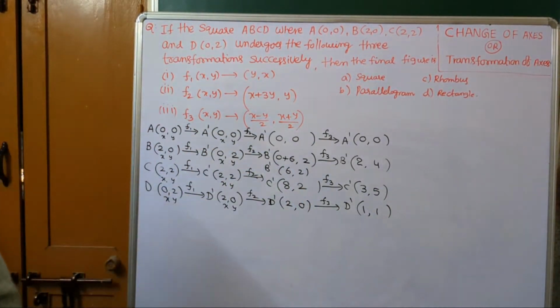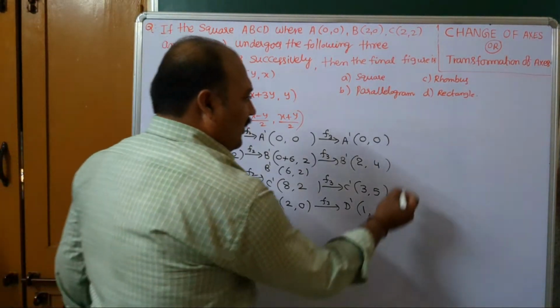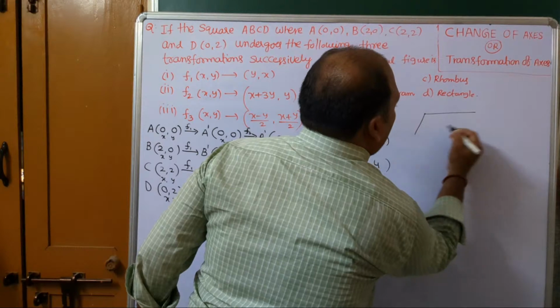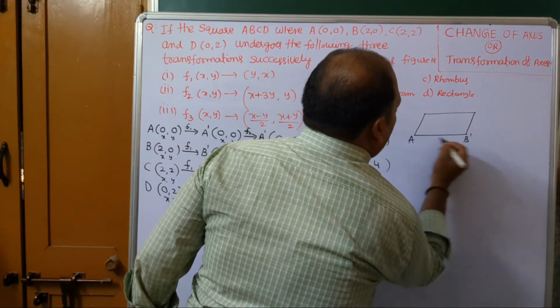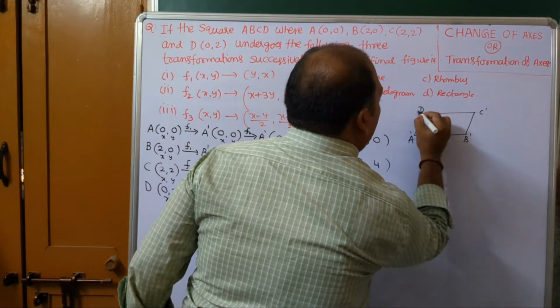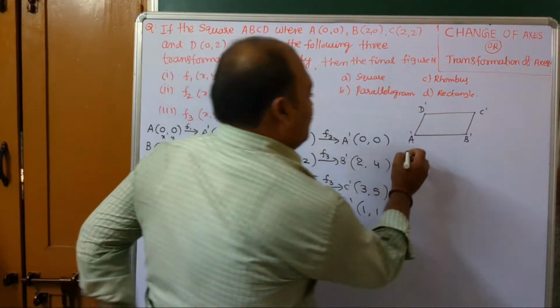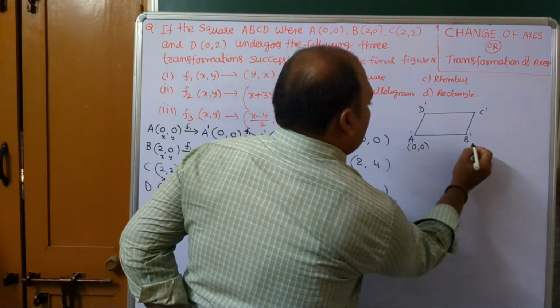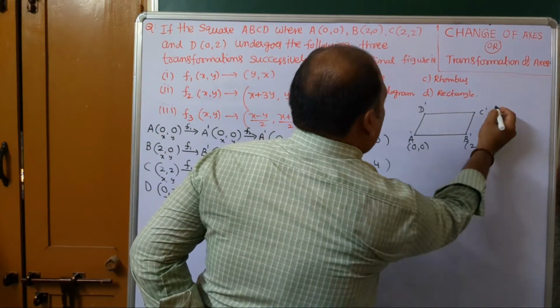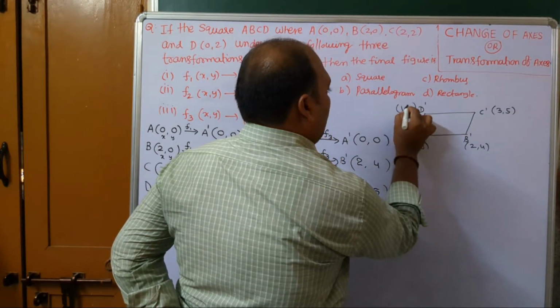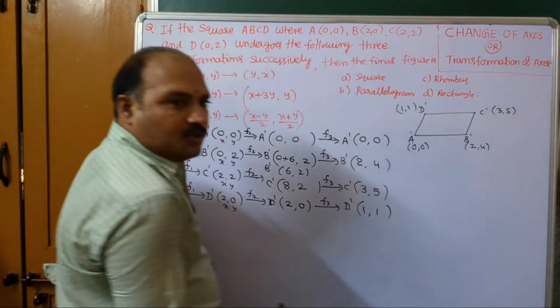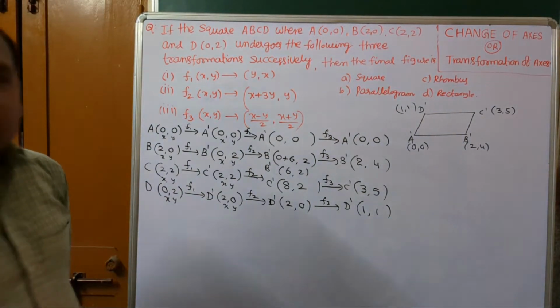So after getting these A dash, B dash, C dash, D dash, the figure roughly: 0, 0, 2, 4, 3, 5 and 1, 1. Find out among the options, parallelogram is also there.